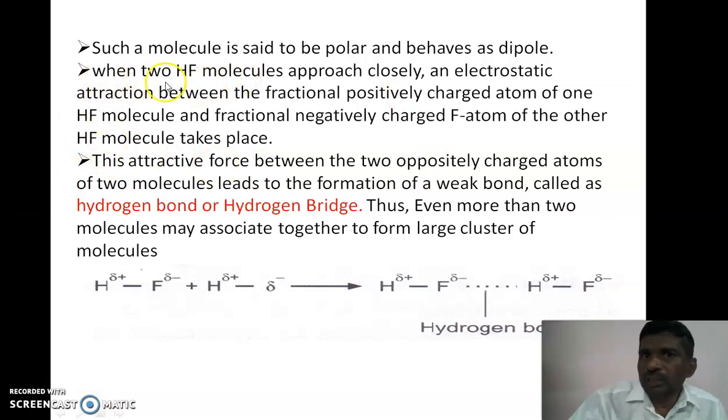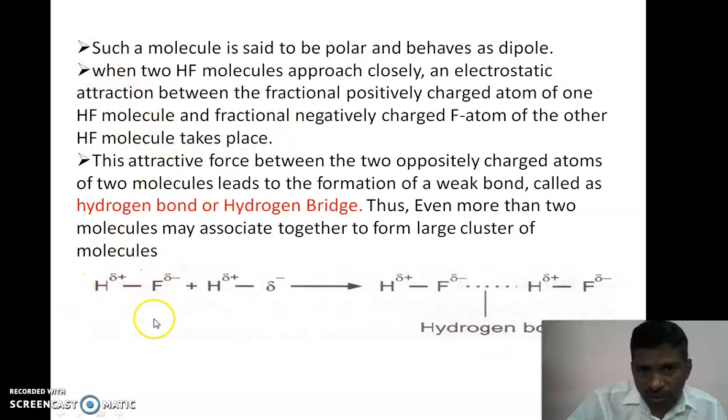Now, when two HF molecules approach closely, an electrostatic force of attraction takes place between the fractional positive charge hydrogen atom of one HF molecule and the fractional negative charge fluorine atom of the other HF molecule. That is the formation of a hydrogen bond in HF.